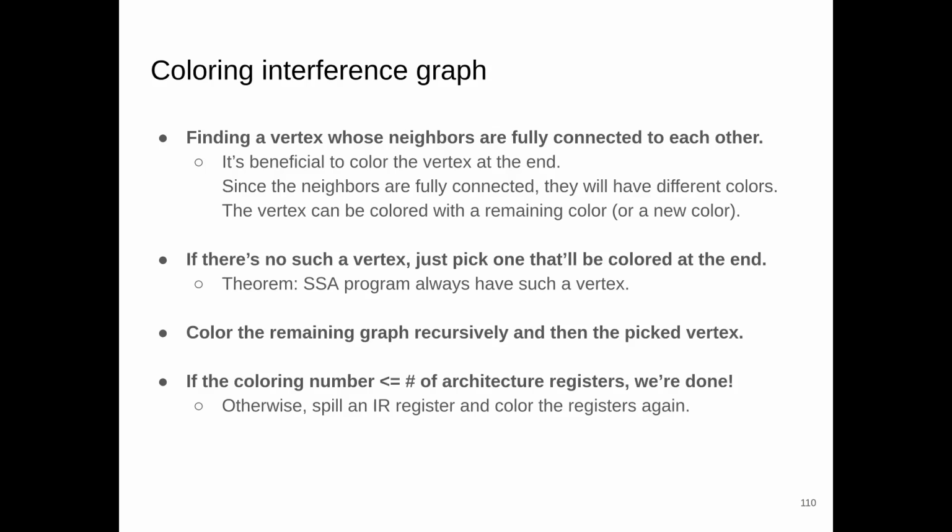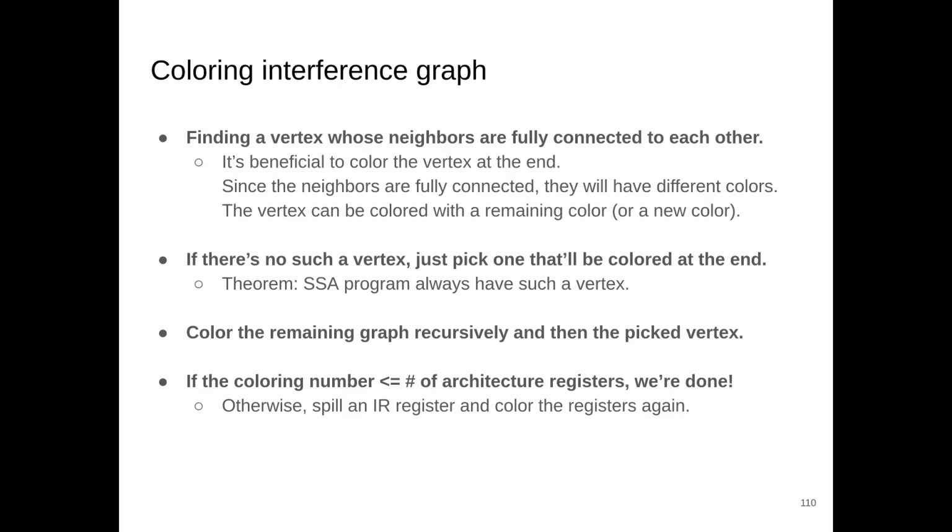And now, if there's no such vertex, which may happen, the heuristic strategy would be to just pick one that will be colored at the end, and color the remaining graph, and then later color the picked one. So this picking procedure is arbitrary. You are not going to pick in a deliberate manner. You just pick one, but that's okay. It will give you a good coloring anyway.